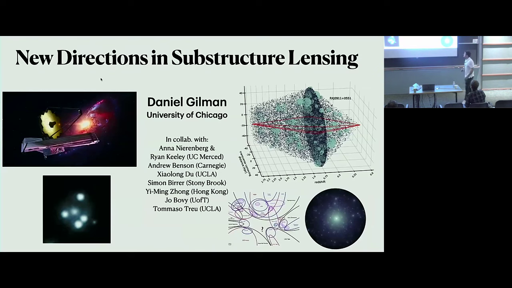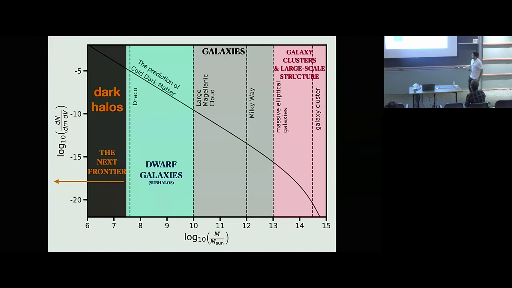So let me just jump right into it. As we've heard throughout the course of this conference, the next frontier for learning about dark matter is detecting halos that don't have stars in them. Sometimes these are called the Holy Grail, right? Detecting these things.